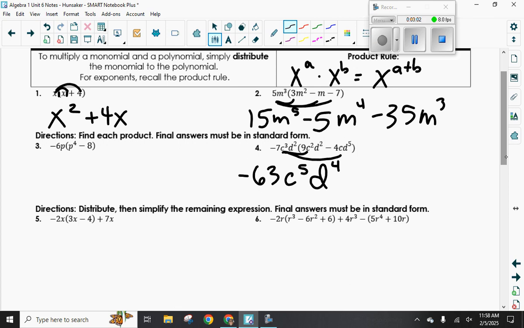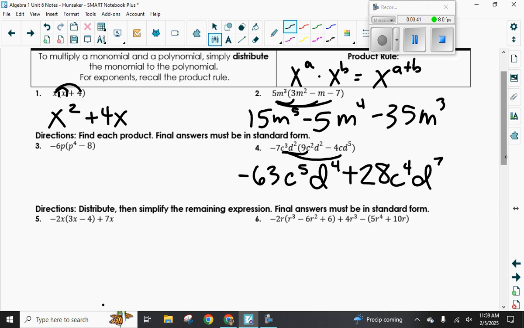That's multiplying the thing in front of the parentheses with the first term. Remember, terms are separated by addition and subtraction. Then we're going to do negative 7 times negative 4, which turns into a positive 28. What is c to the third times c? C to the fourth. And then what is d to the second times d to the fifth? D to the seventh. Perfect. Those are not like terms. They have the same variables, c and d, but those variables don't have the same exponents, so you cannot combine them. So you just leave it.